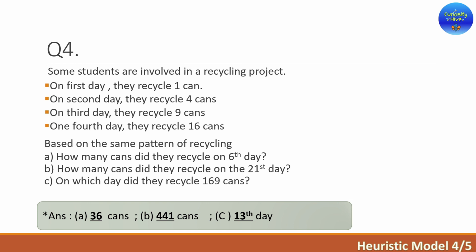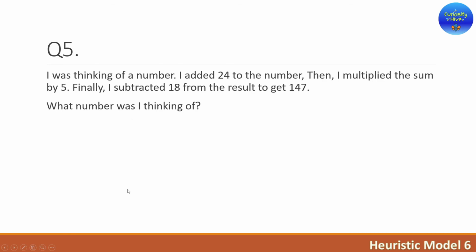Now, let's head to the final question of our quiz. This is heuristic model 6 which teaches you to calculate backwards to get the answer. The question reads, I was thinking of a number. I added 24 to the number. Then I multiplied the sum by 5. Finally, I subtracted 18 from the result to get 147. What number was I thinking of? Remember the tricks and tips.